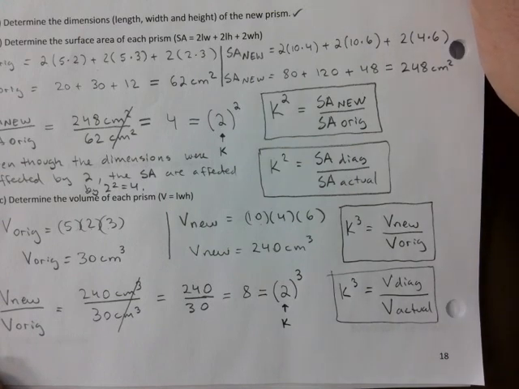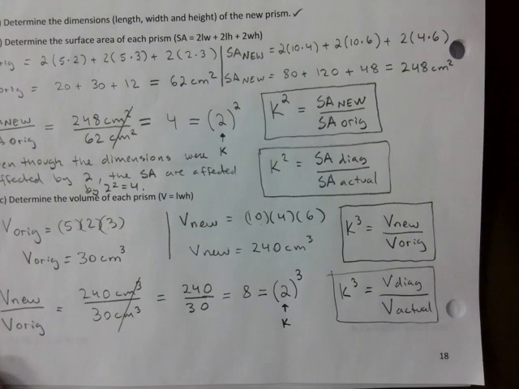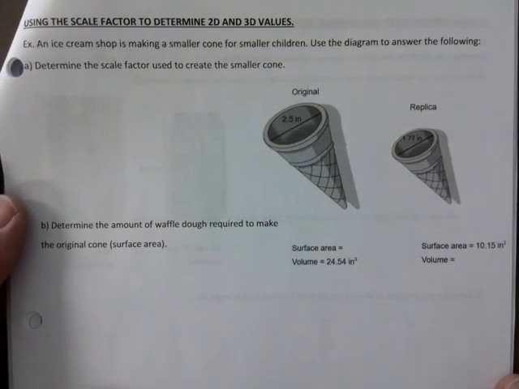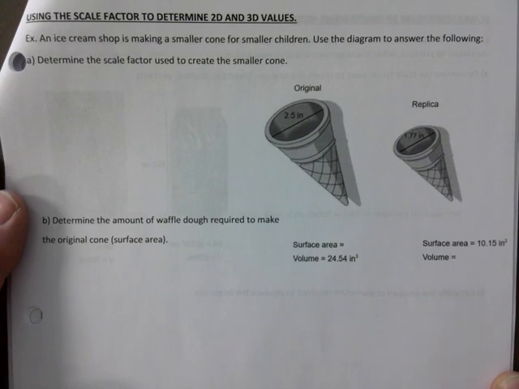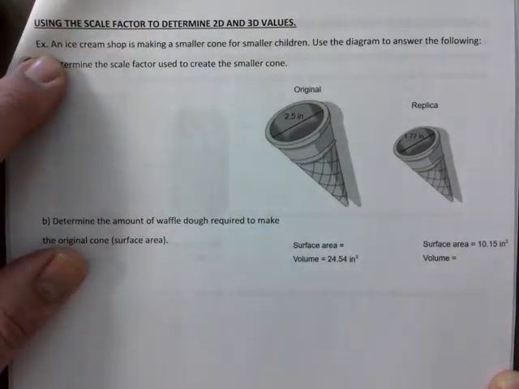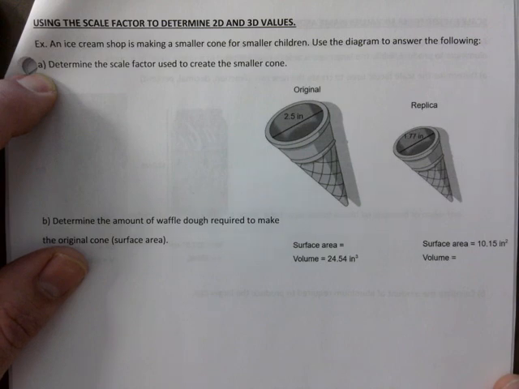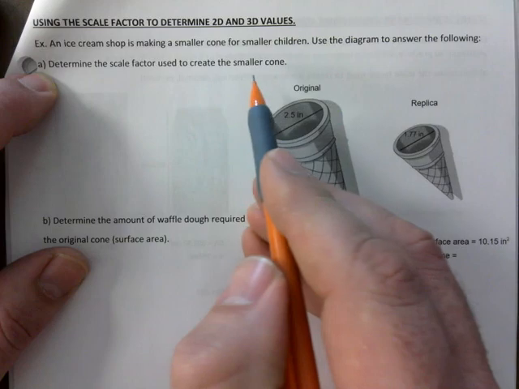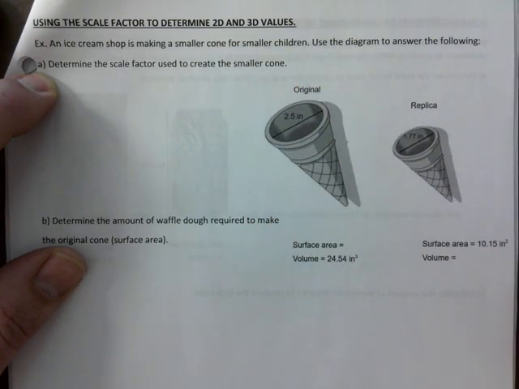So I invite you to go to the next page when you're done copying. That'll be page 19. And we're going to keep these formulas in mind, okay? Using the scale factor to determine 2D and 3D values, right? An ice cream shop is making a smaller cone for smaller children. Use the diagram to answer the following. Determine the scale factor used to create the smaller one, right?